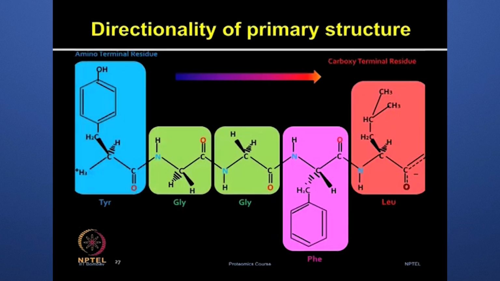Now, what is the directionality of primary structure? The polypeptide chain has polarity. So, one end is alpha amino group and other end is alpha carboxyl group. The amino end marks the beginning of any polypeptide chain.